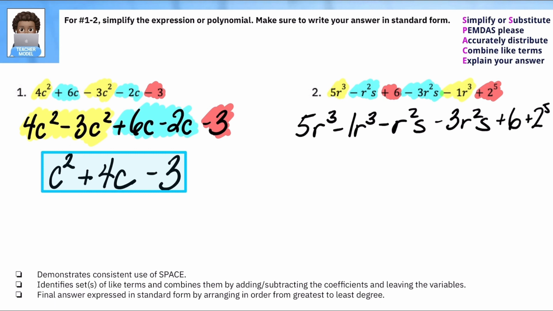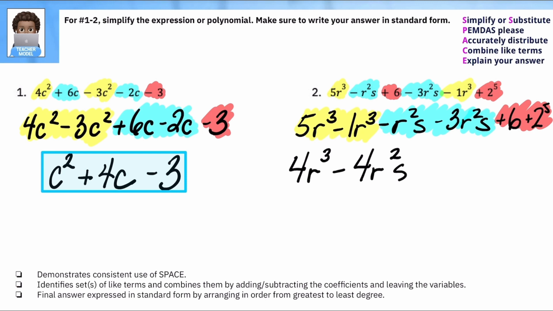I'm going to start with, these are like terms. These are like terms. And these are like terms. Okay, so 5 minus 1 is just 4, so 4r to the third power. Negative 1 minus 3 is negative 4r squared s.